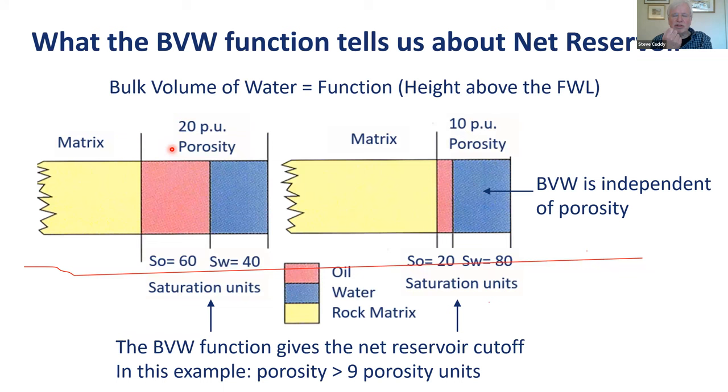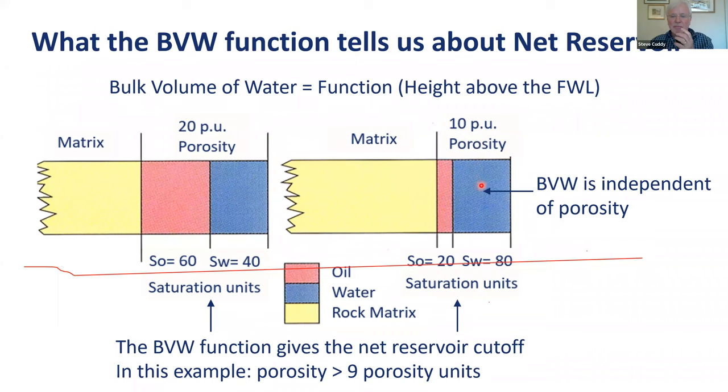Now, what does the BVW function tell us about net reservoir? Remember, net reservoir is the proportion of rock that is capable of holding hydrocarbon. Now, if we have a reservoir, and this represents, say, two core plugs or a zone, which is, say, 100 feet above the free water level. On the left, the rock has got an average porosity of 20 porosity units, as shown here, filled with hydrocarbon and water. On the right of the reservoir, we've got only 10 porosity units of rock, but the BVW is the same in both cases.